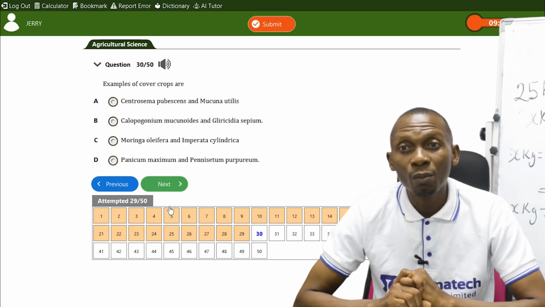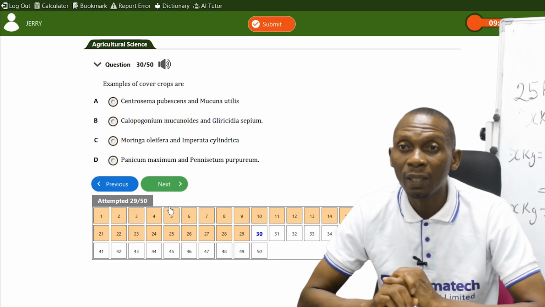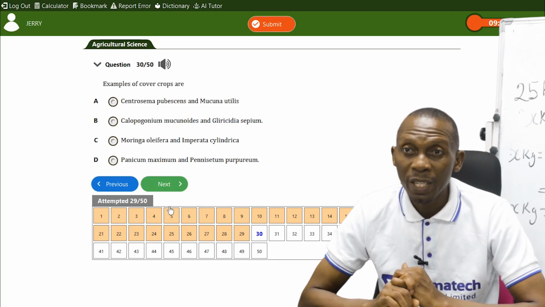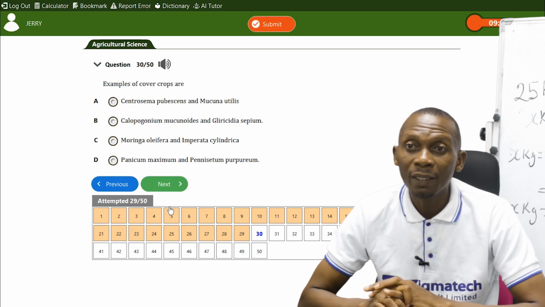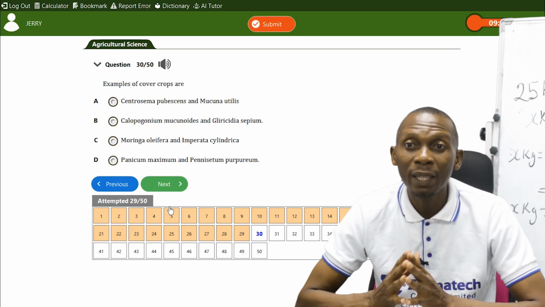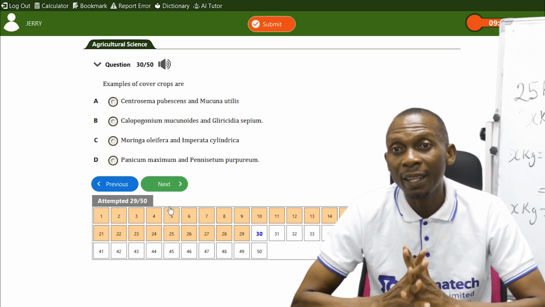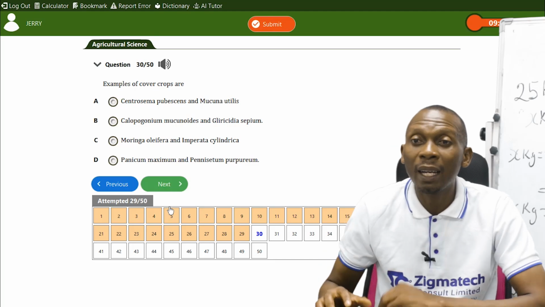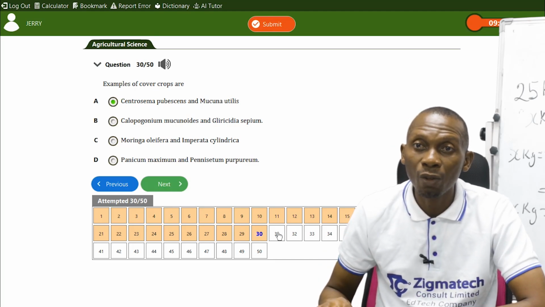Gliricidia sepium is not, that's a tree crop, or a tree. Then Moringa oleifera is not. Imperata cylindrica is a grass, it's not a cover crop. Panicum maximum and Pennisetum purpureum are all grasses. So the answer here is Centrosema pubescens and Mucuna utilis. These are leguminous crops and they are cover crops.